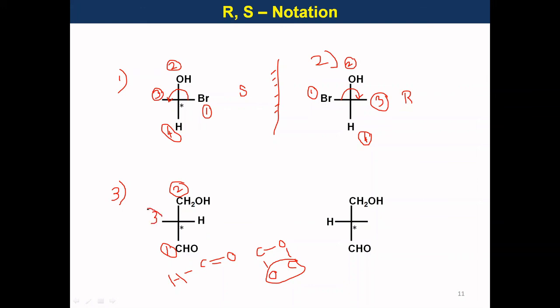The second step is the rotation. The rotation is from 1 to 2 and then 3, not directly to 3. So it is anti-clockwise, so it is supposed to be S, but the fourth priority is on the horizontal line, so we have to take the reverse. That means it is R configuration. The other one is exactly the mirror image of the previous one, so it is going to be the S isomer. You can try it out.